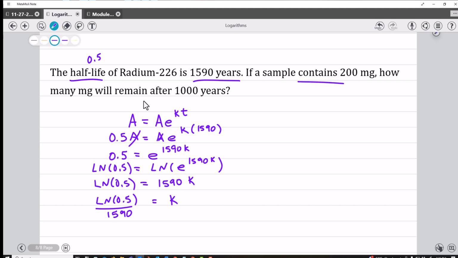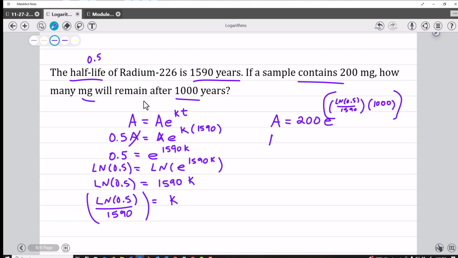So to find the amount, it says how many milligrams. So to find the amount when there's 200 present, then e to the k, which is this value right here, ln of 0.5 over 1590, and then times t, and it says at 1,000 years. Just be very careful, all of this is in the exponent. And if you throw all this in your calculator, you should get something like 129.3311 milligrams.